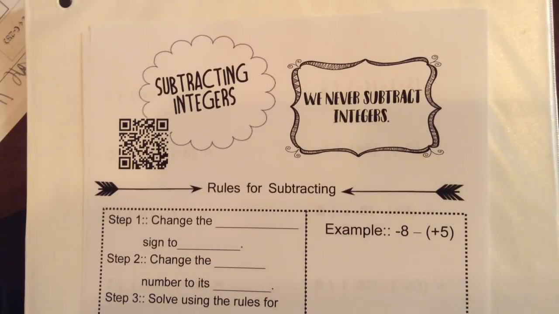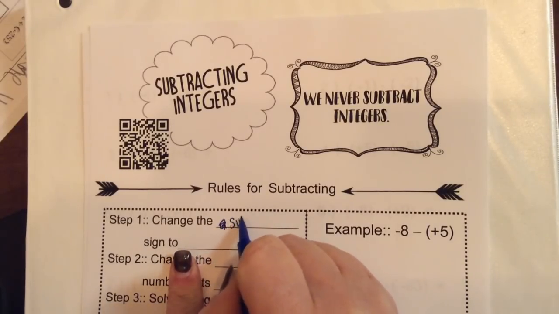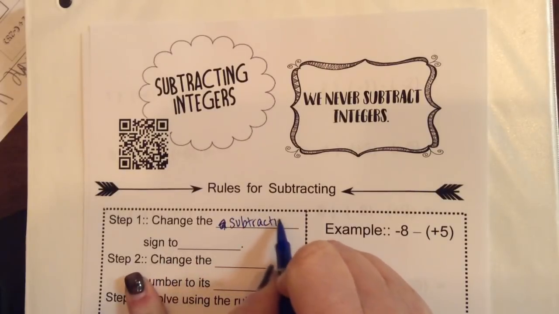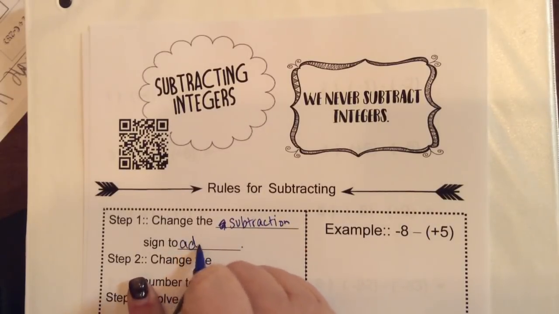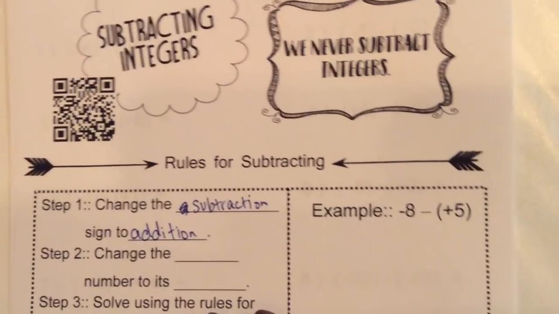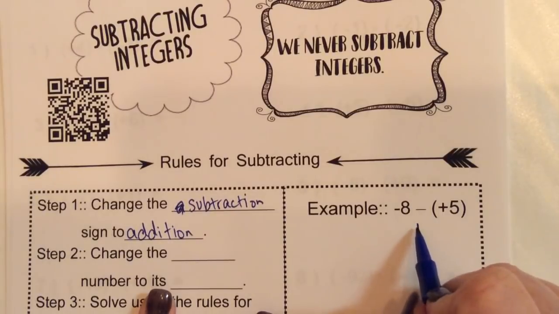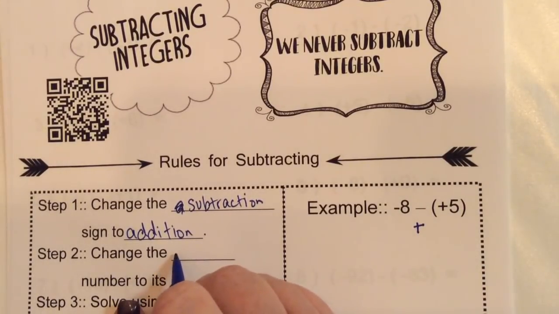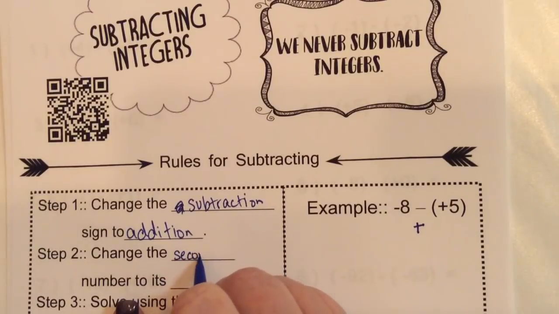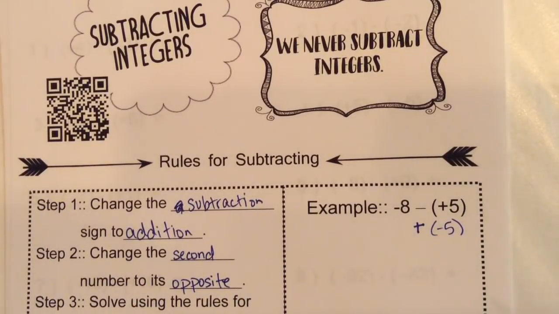So we're going to change the subtraction sign to addition. Okay, so on our example here of -8 minus +5, we're going to change this to addition and change the second number to its opposite. Okay, so this +5 becomes -5, but we keep the first one.